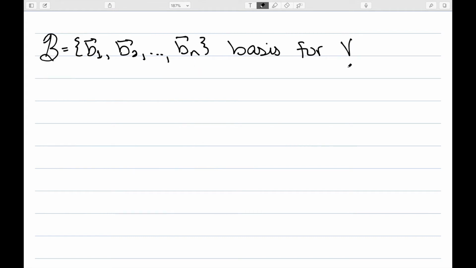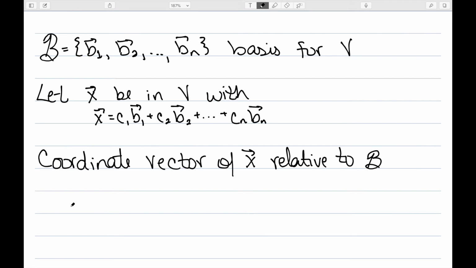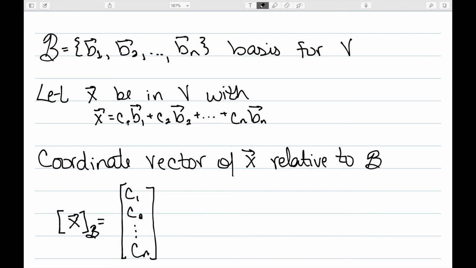Let's suppose that we have a basis b1 through bn for V, and we denote it by this script B. Let's also suppose x is a vector in V, and we know by my unique representation theorem that x can be written as a linear combination of the b's. The coordinate vector of x relative to B, we can then define, we write this as my vector x with a subscript of B. And this is the vector given by (c1, c2, up to cn), so the coefficients of this linear combination here.